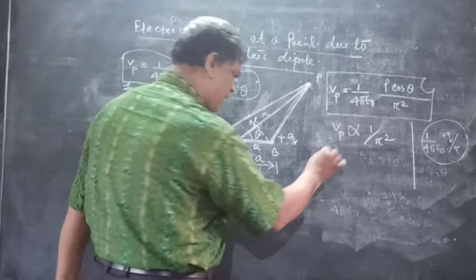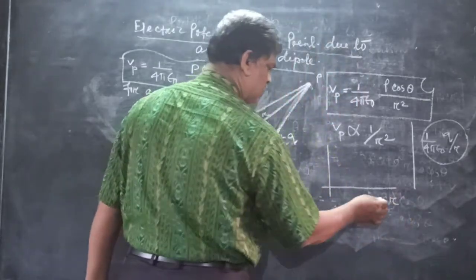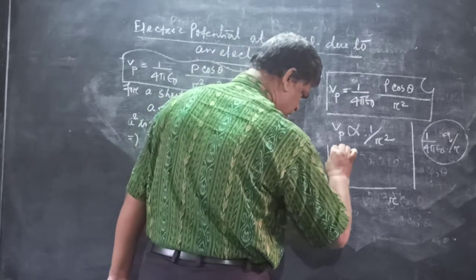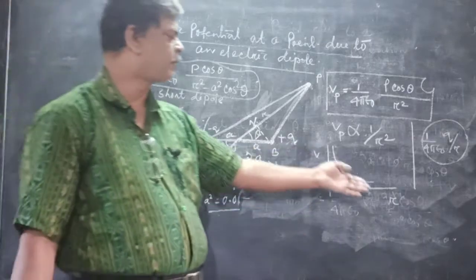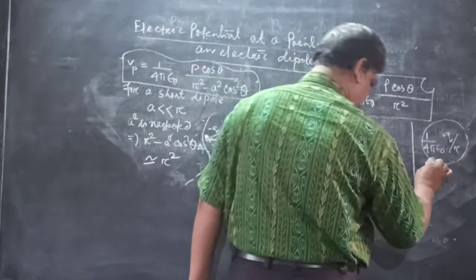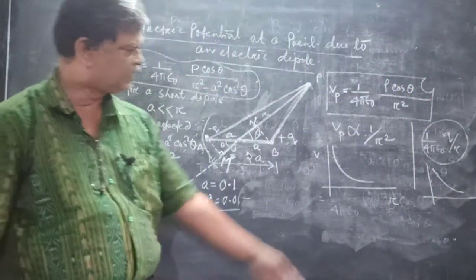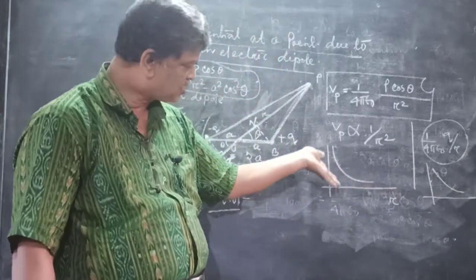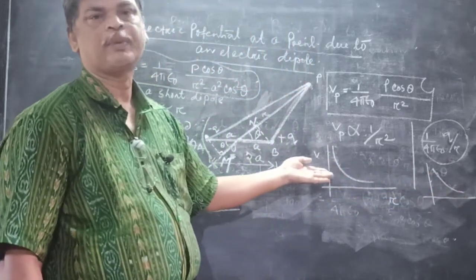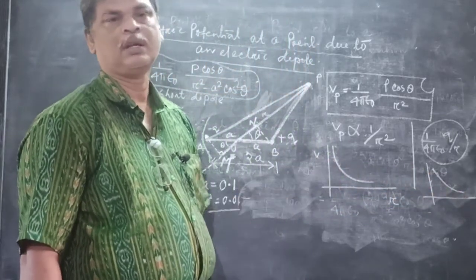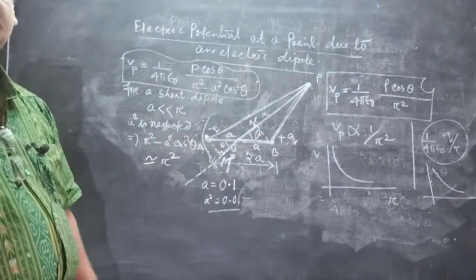Clear? So if I draw a graph, this is the graph of R and this is your potential. This one is more curved than this. It is inversely proportional, and this is a rectangular hyperbola. So this is flat, but this is not flat. Its slope is more than that. Clear? So this is inversely proportional to r and this is inversely proportional to 1 by r square. So this is your electric potential at a point due to an electric dipole.